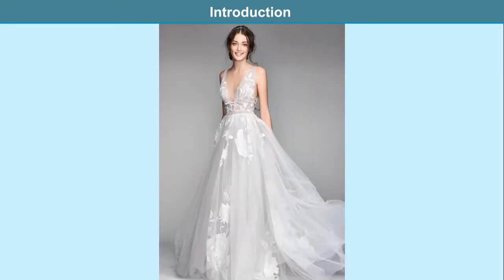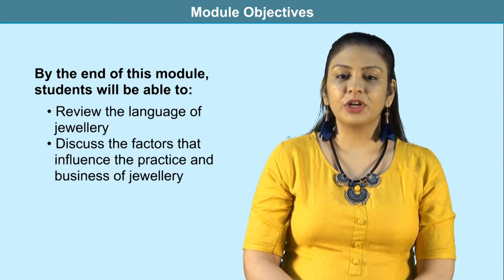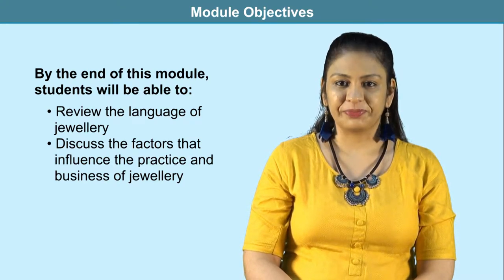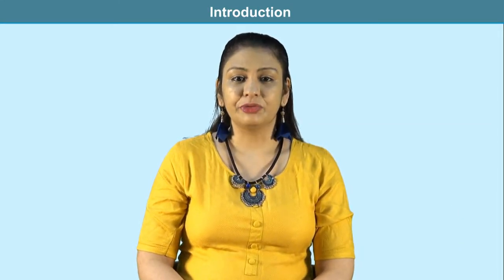Through the course of this unit, we will examine jewelry and adornments and their relationship with fashion, culture, and of course the human body. In addition to detailing Western jewelry, this unit also includes traditional Indian accessories and jewelry. In this module 1 of the unit 5, we will attempt to understand the introduction to the language of jewelry. In this module, we will discuss the factors that influence the practice and the business of jewelry.